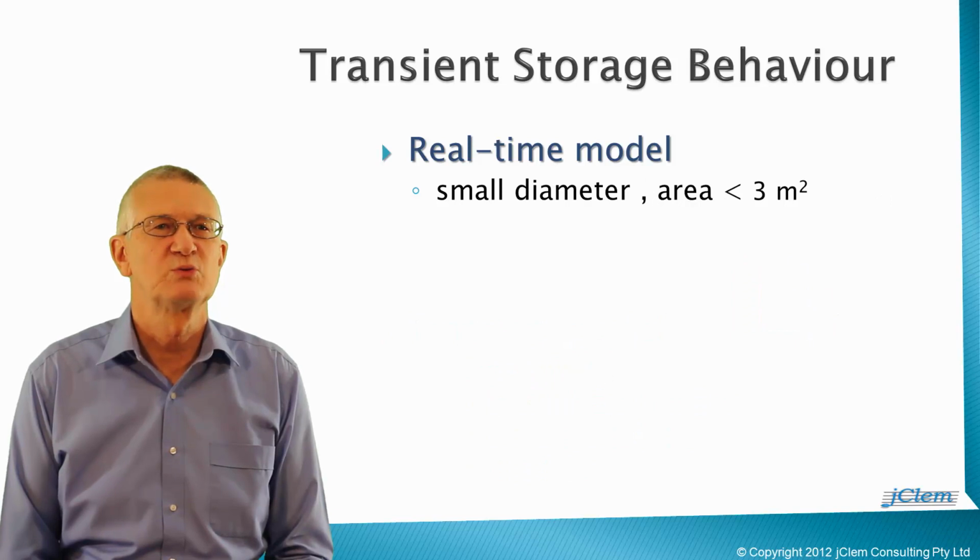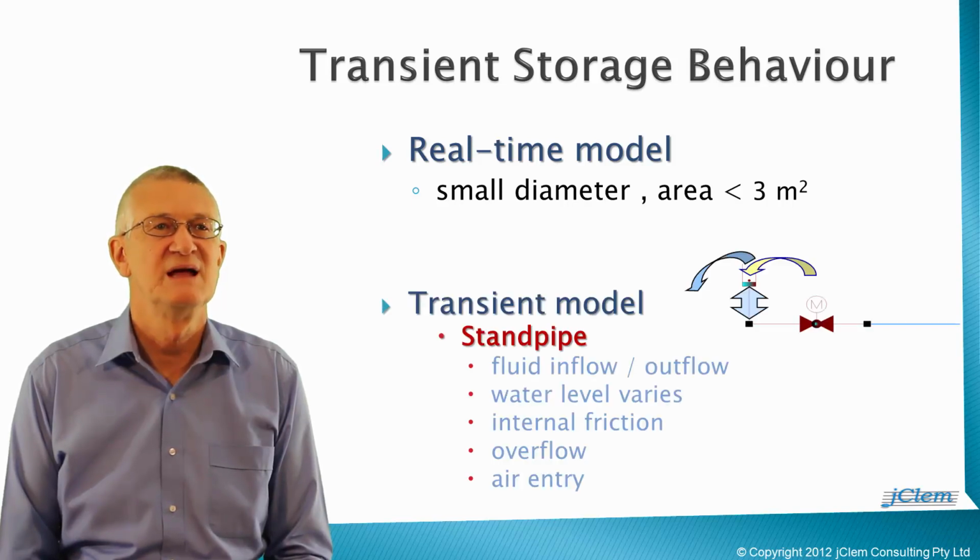A water storage with a cross-sectional area less than 3 square metres has a diameter of 2 metres or less. As a result, its transient behaviour will be closer to a vertical pipe than a fluid storage. These cases will be modelled as a standpipe in transient simulations.